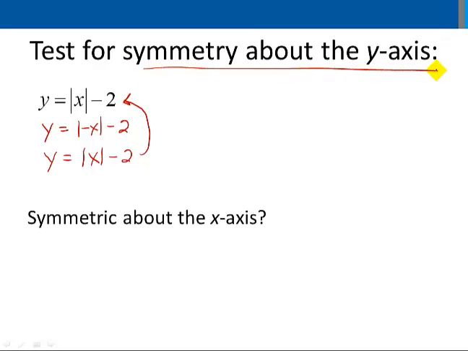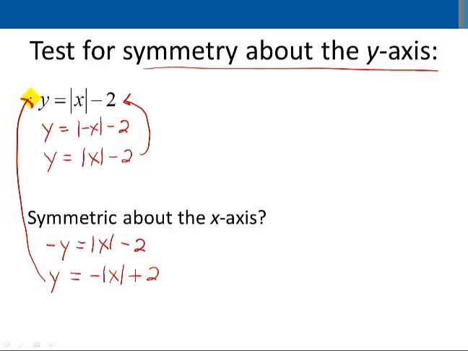But what about the x-axis? Remember, to determine symmetry about the x-axis, we replace y with negative y, giving us negative y equals absolute value of x minus 2. If I multiply each side of my equation by negative 1, I simplify the equation to y equals negative absolute value of x plus 2. This is not equivalent to our original equation, and thus this graph is not symmetric about the x-axis. If you look at the graph in this picture, you will see that the graph does appear to be symmetric about the y-axis, but not about the x-axis.